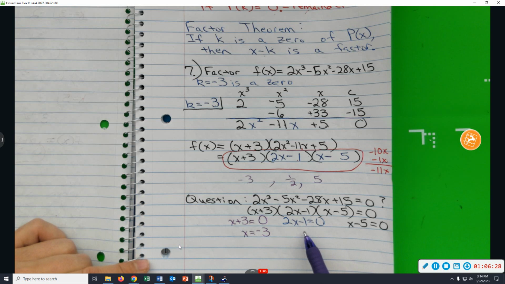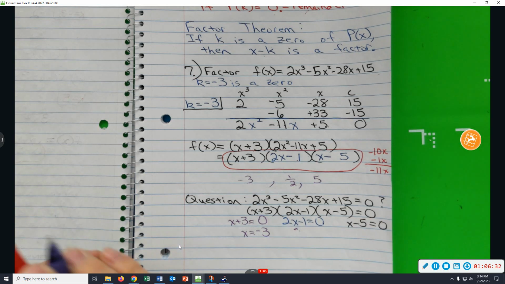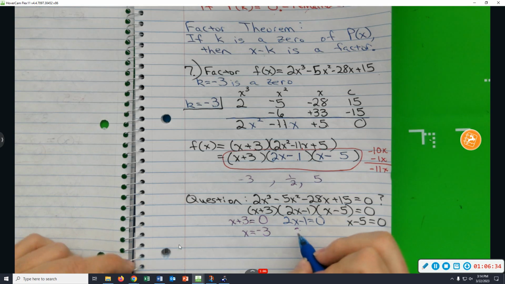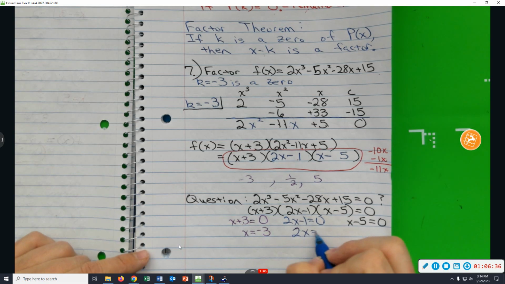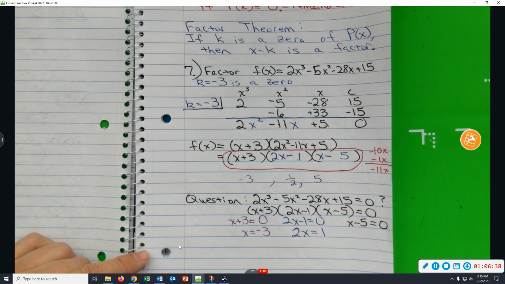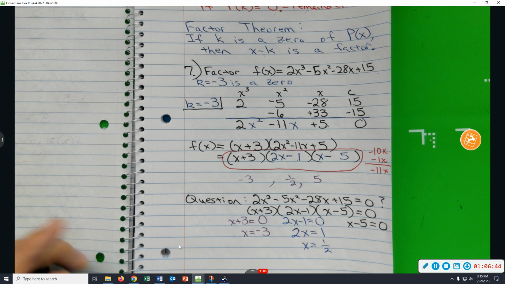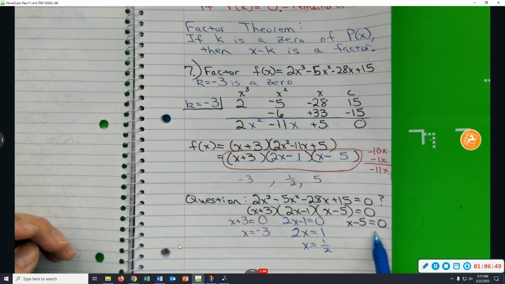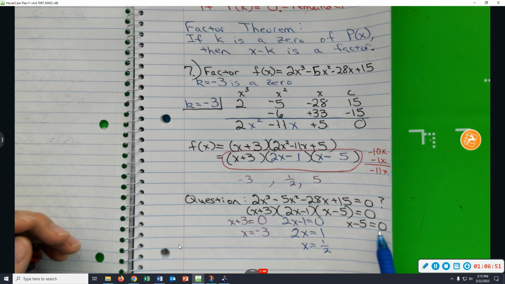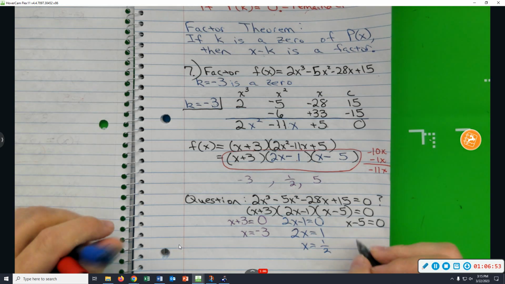What are the other two zeros? For 2x minus 1, that says 2x is equal to positive 1. Divide by 2 to give us x equals 1/2. Okay, there's the second 0. What's the last 0? It's not a fraction. Positive 5.